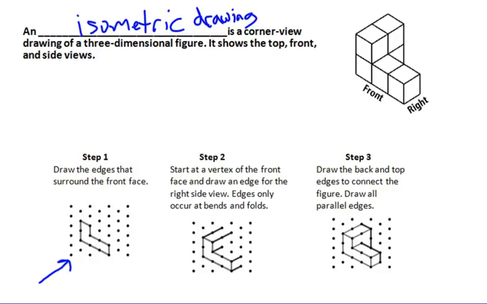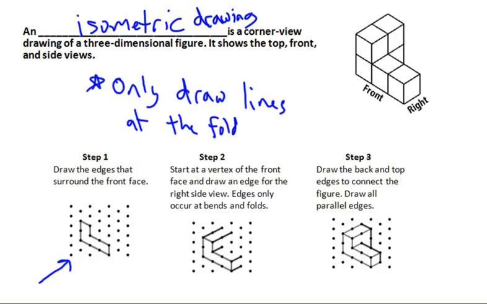It's important to note that when you are drawing an isometric drawing, the only lines that are showing would be where the folds are. Okay, only draw lines at the folds. For instance, if you look at the right, this is the three-dimensional object that we want to draw. This line right there, this line right there, those are not folds, so we don't actually end up drawing them. Oh, and this one up here.